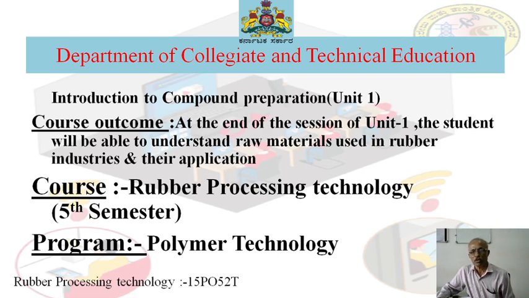Course: Rubber Processing Technology. Course outcome: at the end of the session of Unit 1, the student will be able to understand the raw materials used in rubber industries and their application. Now I am going to present the topic Introduction to Compound Preparation.